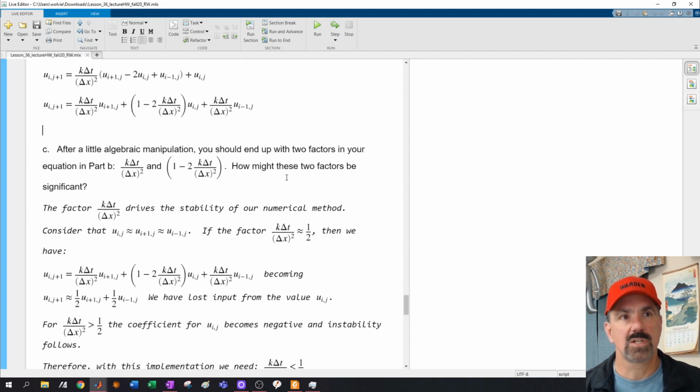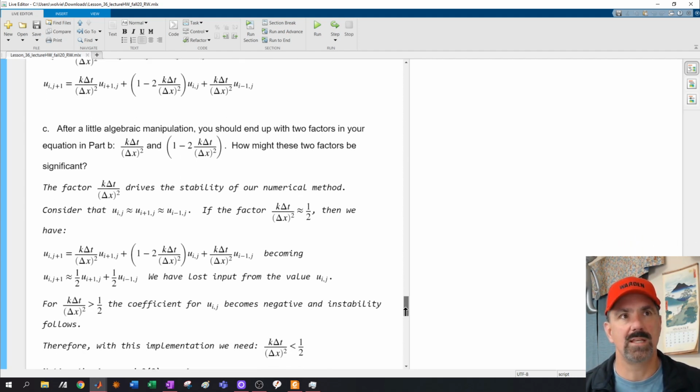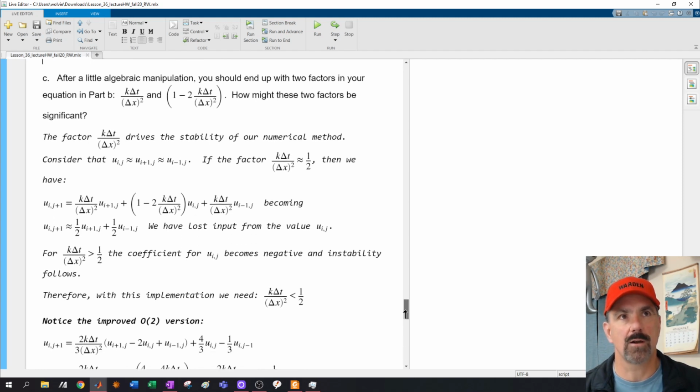So this moves us to part C then, and this question about why do we care what these factors are. And listen, there's no way I expected that you would get this, to be quite frank about it. Unless you've done some numerical methods programming before, you wouldn't really understand how important stability is.